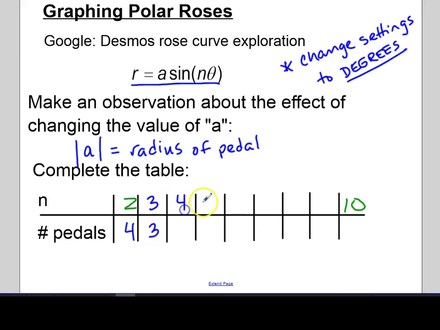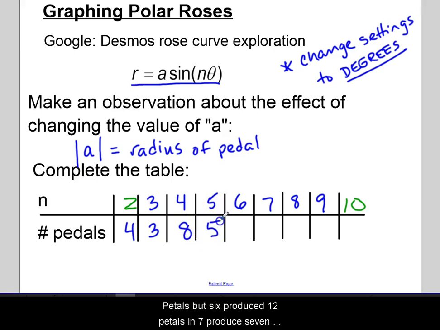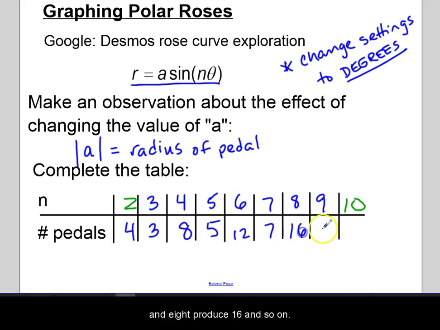So 4, 5. And you notice something here, that when we had 4 as n, we actually got 8 petals. And 5 produced 5 petals. But 6 produced 12 petals, and 7 produced 7. And 8 produced 16, and so on.